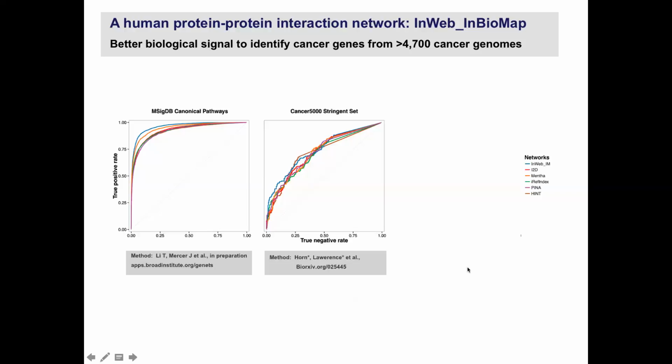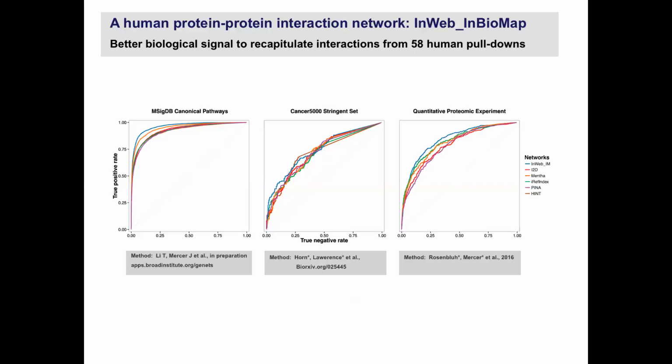This particular test shows that InWeb has potential to uncover genes with medium mutation frequencies, because you can aggregate the mutation frequencies of the interaction partners, which effectively increases the power of gene detection in these kinds of sequencing studies. The last test we did was to assess how well each of the networks agrees with the data from the independent proteomic experiment, which I talked about earlier. This time we tried to use the topological features of each network to predict the roughly 15,000 interactions that we discovered from the 58 pull-down experiments.